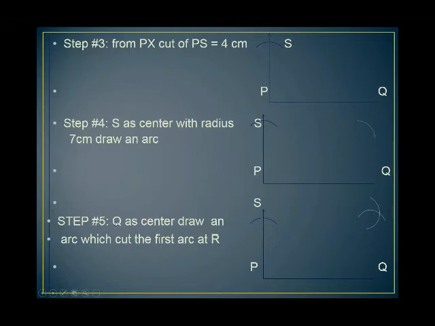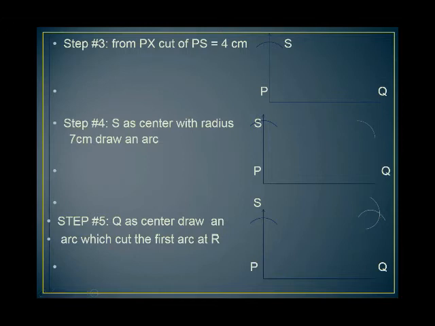What do we have to do in the next step? Taking Q as a center. Where is Q? Q is the other end of the baseline. So with Q as a center, draw an arc which cuts the first arc at R. Taking Q as a center, we draw that arc, and it cuts the previous arc, and we get the intersecting point of the two arcs.